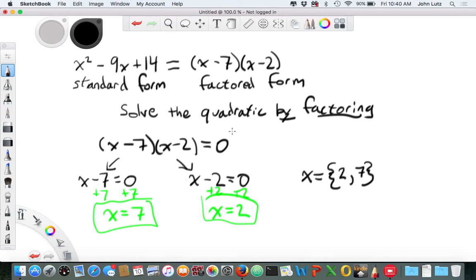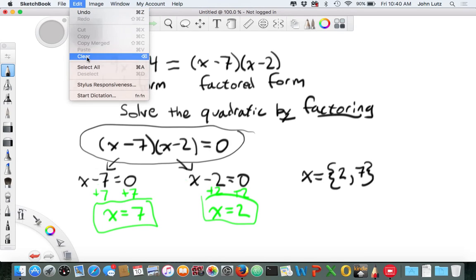So if you see something that's in factored form, then this is how you go ahead and solve it. Now, of course, it may not be in factored form, right? It could easily be in standard form. So let's say you had something like x squared minus 5x plus 6 equals 0.